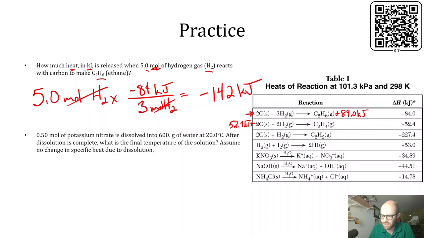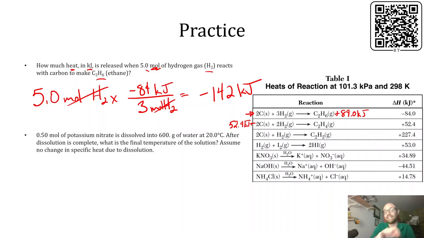What I will say is the wording of the question seems a little bit vague, and I understand that. When you say released, do you need to say negative 142, right? This is hard, where chemistry and English meet. The word released implies that it's exothermic. So I will see, and I'm just communicating this to you, that sometimes people will say 142 kilojoules is released and they won't write the negative, but you need to know that translation in your head.